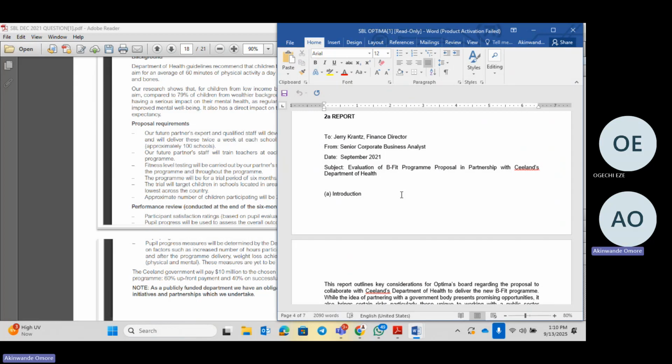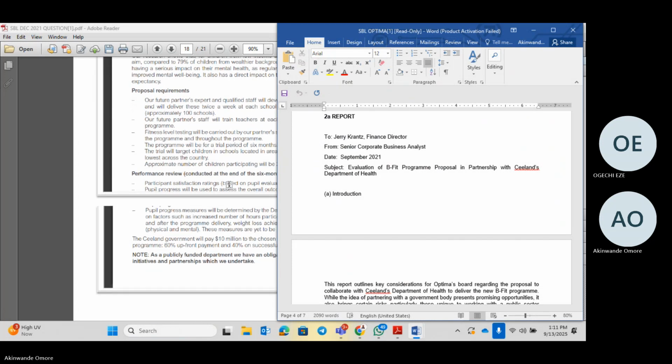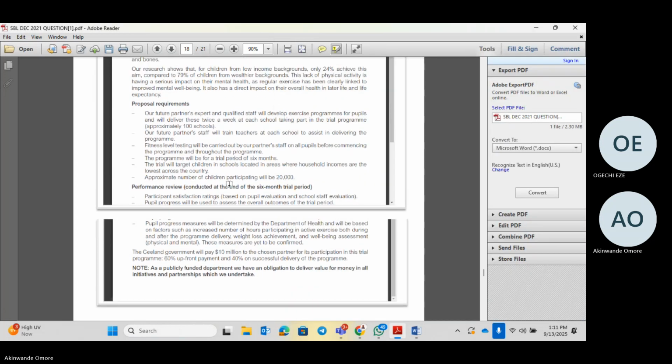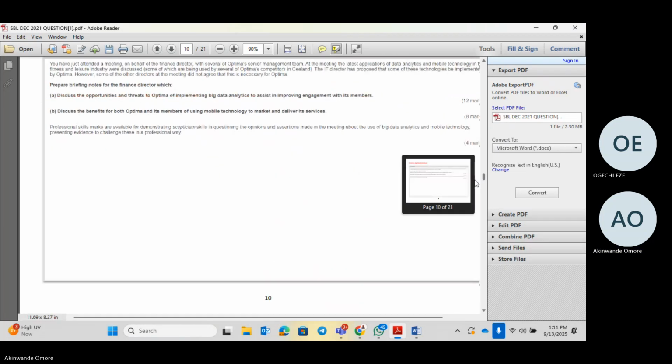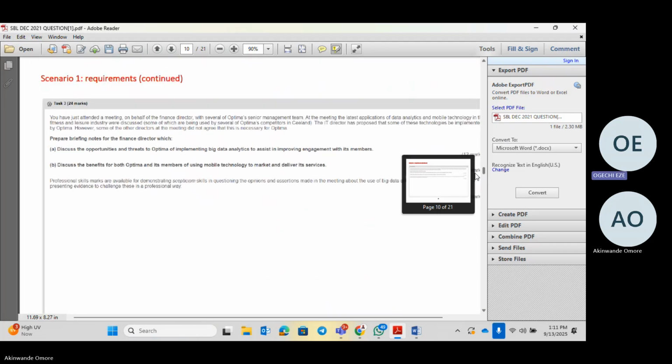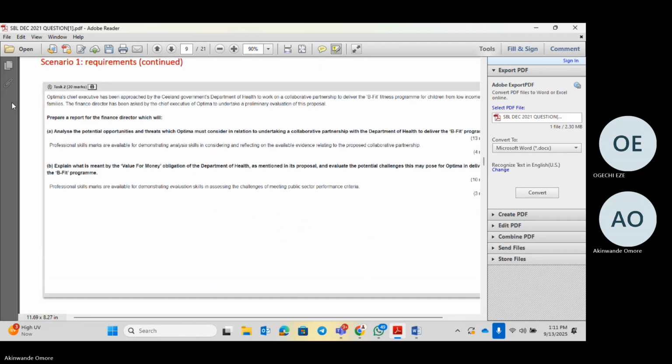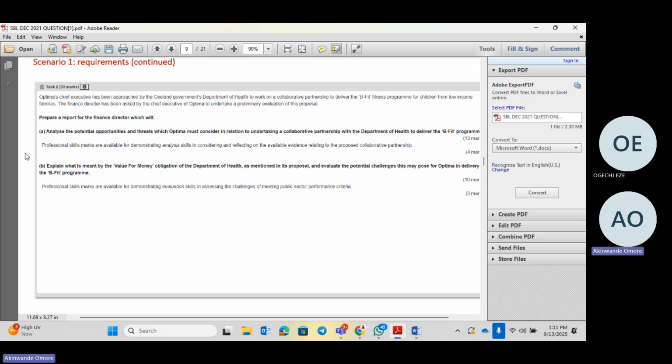Let's see what she did. What did they ask me to do? The threats and opportunities in relation to undertaking a collaborative partnership with the Department of Health. So what should we do? Technical skill in considering and reflecting on the available evidence relating to the proposal.